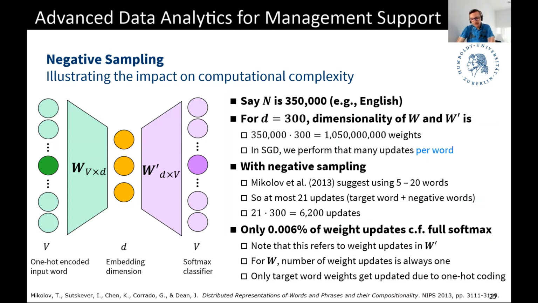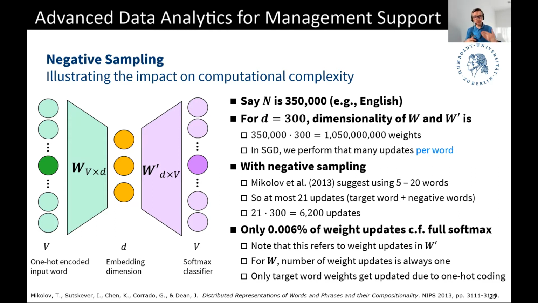So, sticking to that example of English, training word2vec, that would entail, say we have 350,000 words in the vocabulary, and let's say our embedding dimension D is equal to 300, which holds true for both of these embedding matrices W and W prime, then we essentially have in one of these matrices this obscenely large number of weights, all of which we update in SGD for each single word. And even with a powerful computer, that's not gonna work out very well.